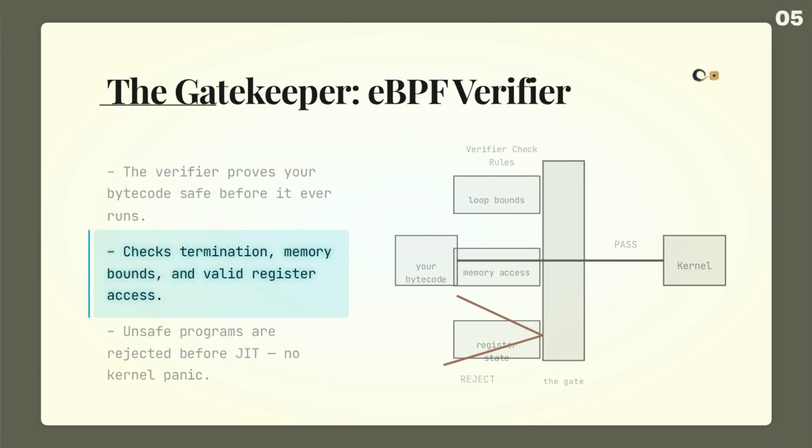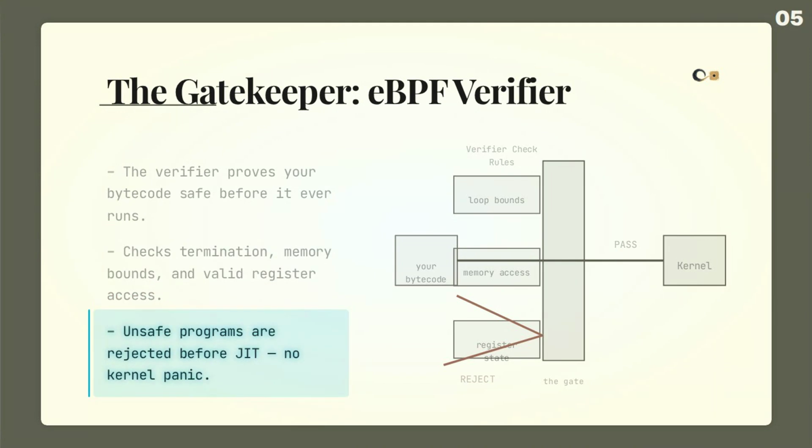Let's break down the static analysis and JIT pipeline. Before the just-in-time compiler translates the bytecode into native machine instructions, the verifier performs a rigorous static analysis. It simulates the execution of the program, exploring all possible execution paths. To prevent infinite loops that could hang the entire operating system, it evaluates the program as a directed acyclic graph, mathematically proving that every path will safely terminate.